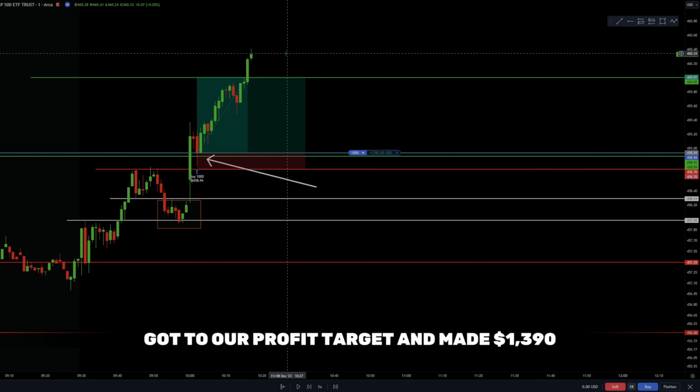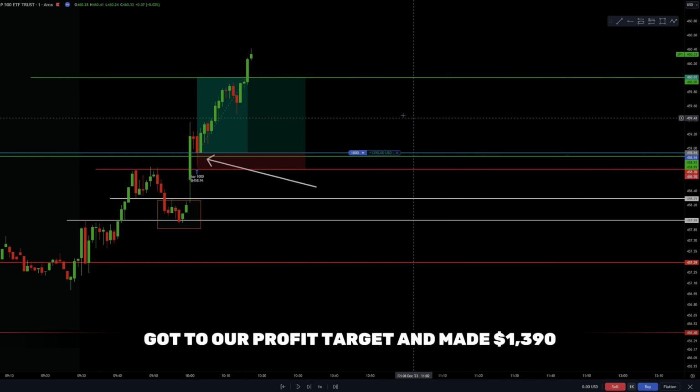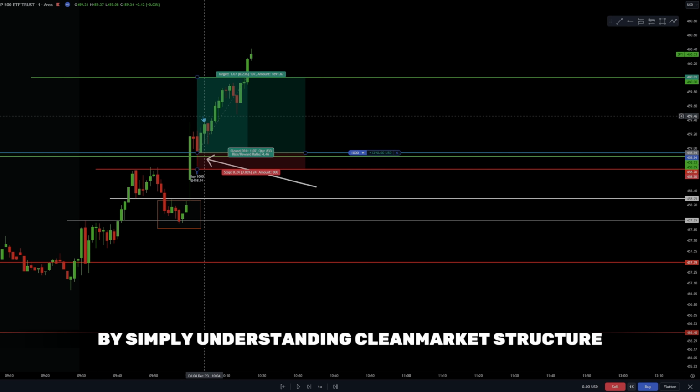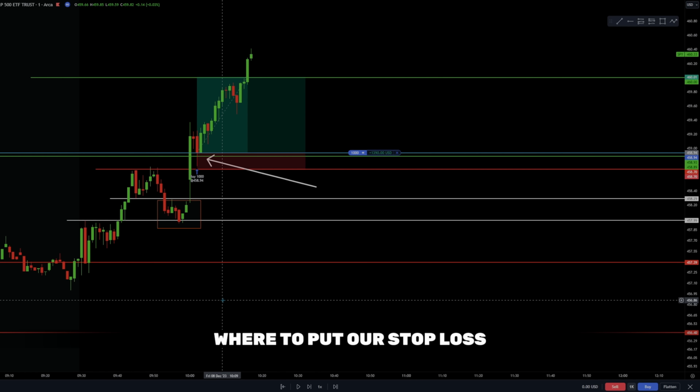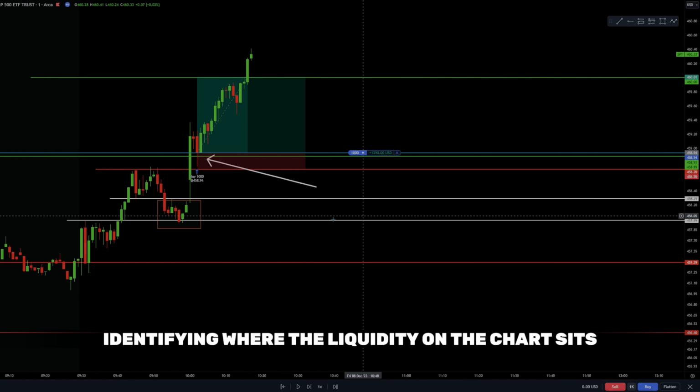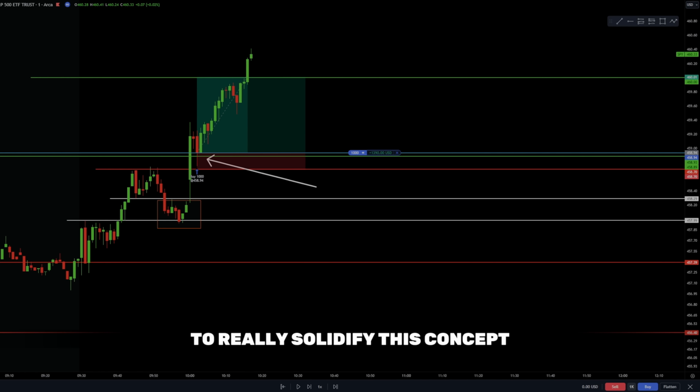And just like so, we got to our profit target and made $1,390 by simply understanding market structure, where to put our key levels, where to put our stop loss, and overall identifying where the liquidity on the chart sits. Now, let's go look at one more example to really solidify this concept.